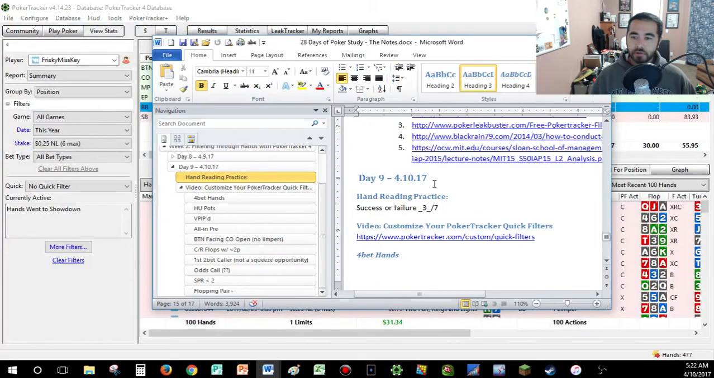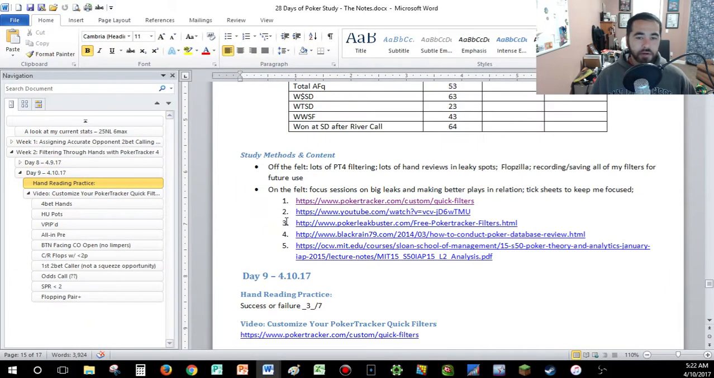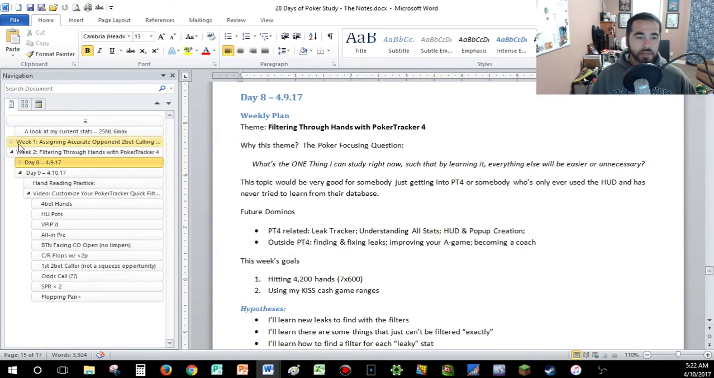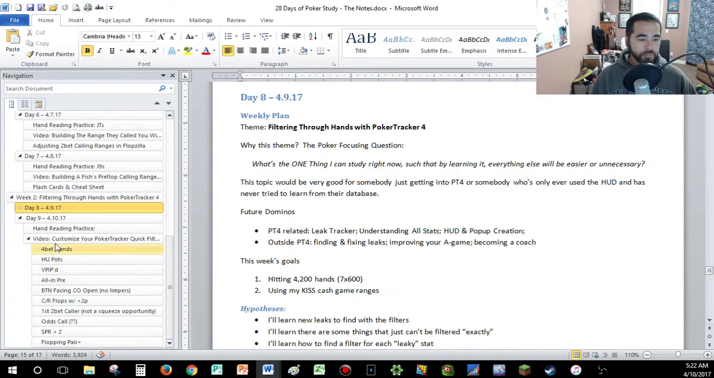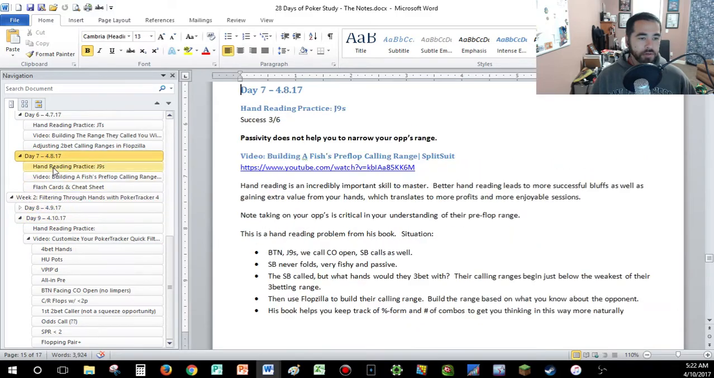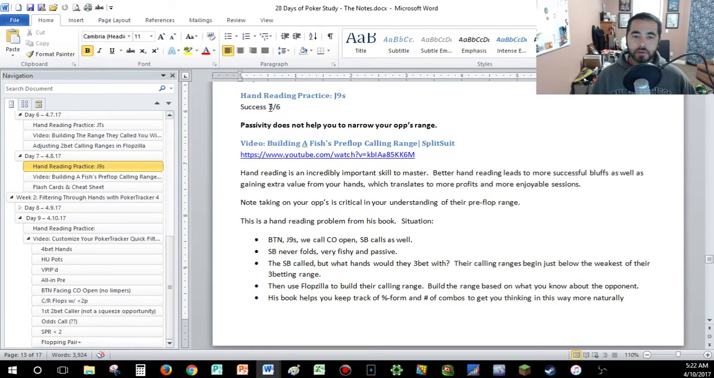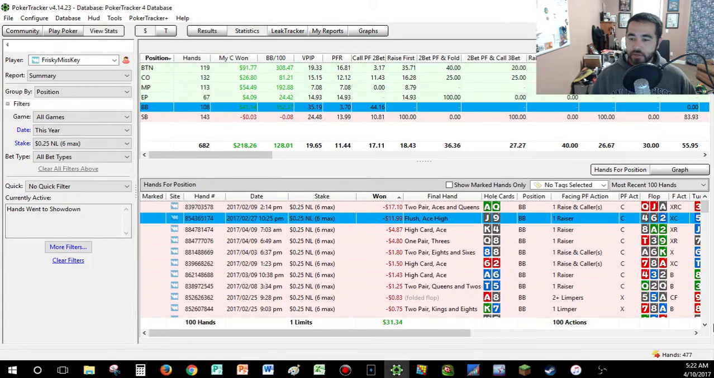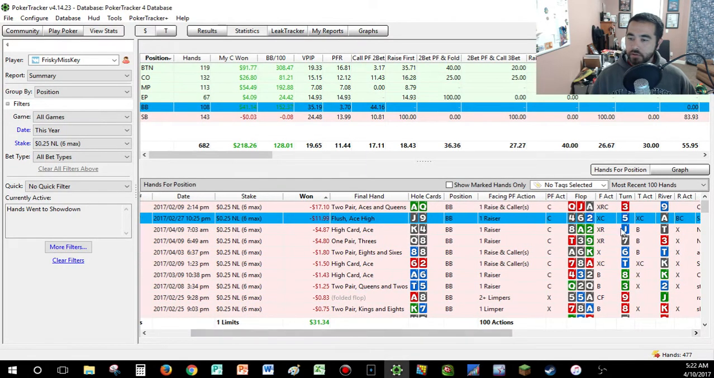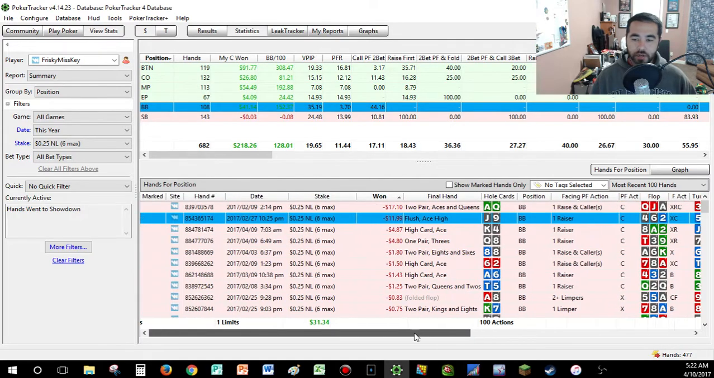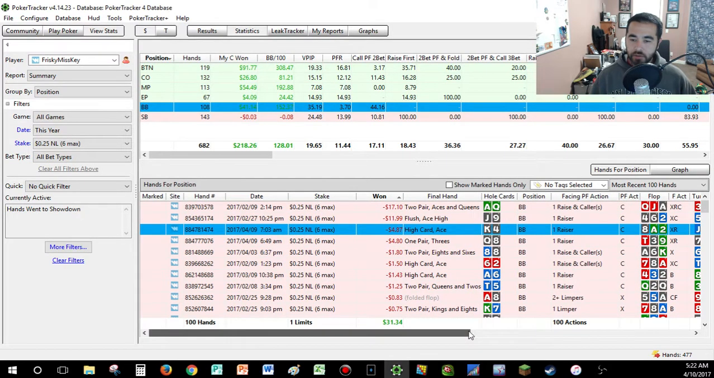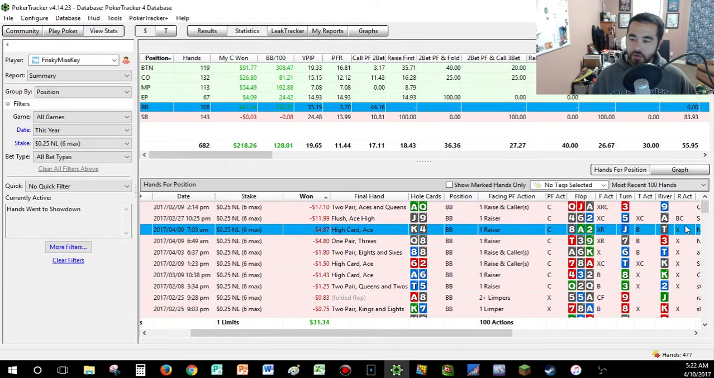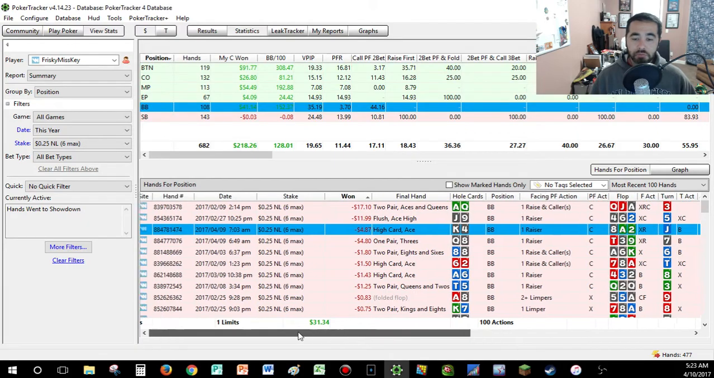I just do not remember. We didn't do any hand reading the prior day. Day 8, no hand reading. Day 7, we did hand reading right here. Jack 9 suited. I think it was that one. I think it was this one that we did. Check, call, bet, call. Okay, I think that was the one we did. King 4. Let's look for some action here. Check, raise, bet, check, check, raise, bet, check, check, check. Okay, either one of these. Let's just do the King 4.